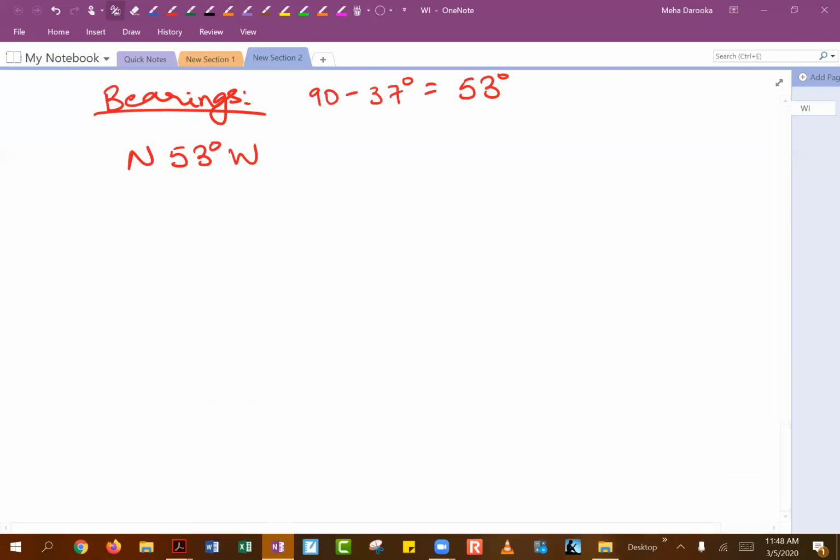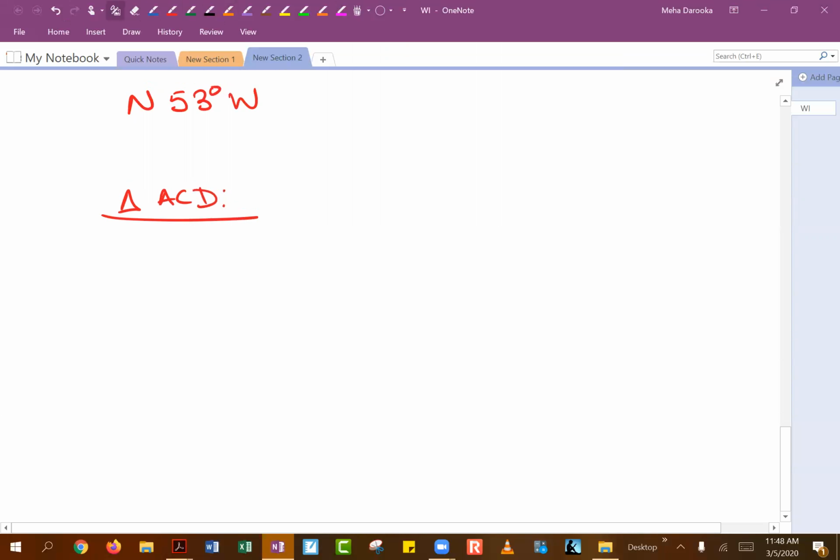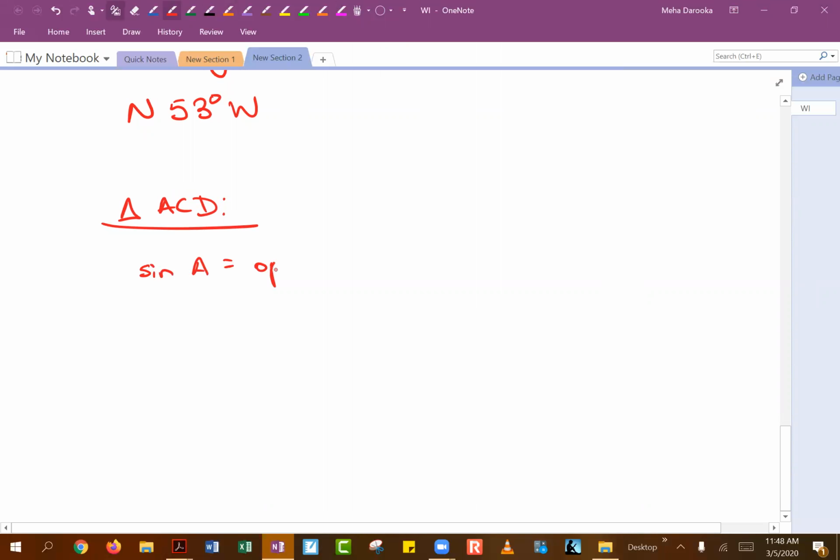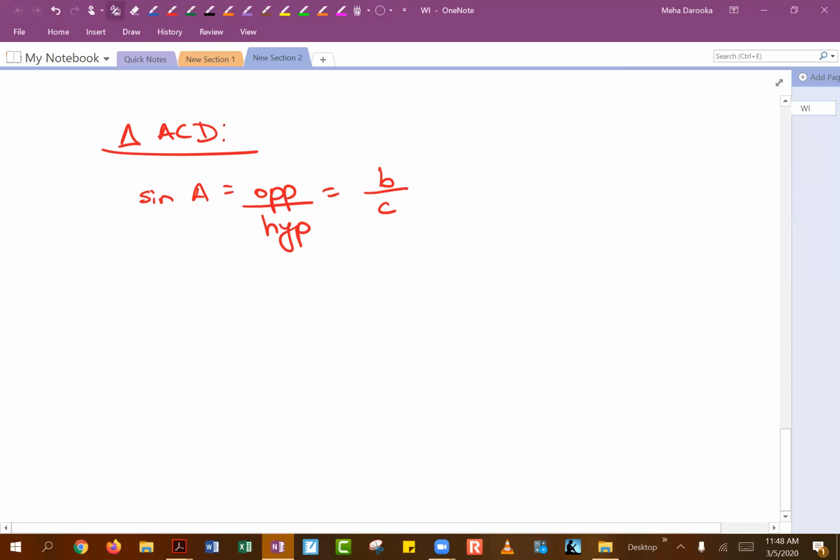Okay, so we're still doing the bigger triangle ACD. And like I said, the way I did it was using the sine function on angle A, using opposite over hypotenuse, which would be side B over side C. We know that little angle A is 37 degrees. Side B is 2 times sine of 74 degrees. And we're trying to find side C.